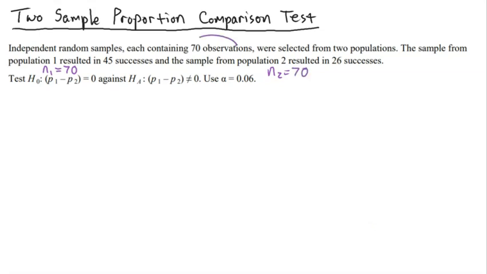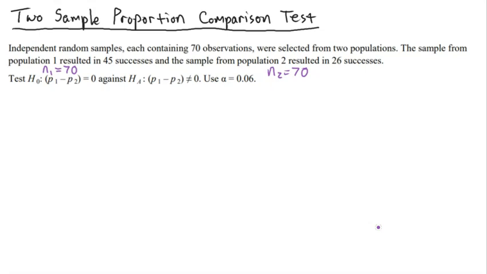So you'll be told the sample size, how many observations were made. And then it'll say the sample from population 1, it'll tell you how many successes there were. So what we're doing is we're just taking two proportions and comparing them to each other. A proportion is the number of successes divided by the total number of observations. So if we do 45 divided by 70, that's a proportion. And then over here, if we do 26 divided by 70, that's a proportion. And so what we're going to do is compare these two proportions, the 45 over 70 to the 26 over 70.